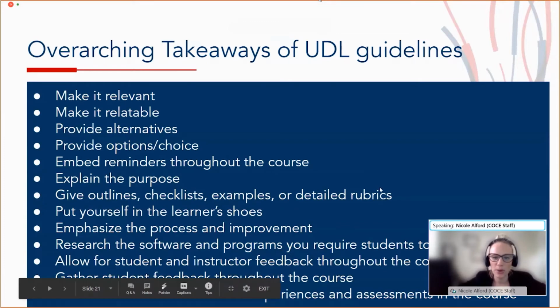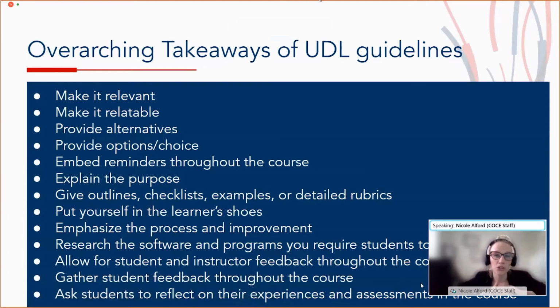So these are my overarching takeaways that I summarized into one. Make it relevant, make it relatable, provide alternatives, provide options and choice, embed reminders throughout the course, explain the purpose of the assignment and the content that's being presented, give them outlines, checklists, examples, and detailed rubrics, put yourself in the learner's shoes, emphasize the process. Not necessarily the product all the time, but make sure you're having discussions about the process and what improvement looks like. Research the software and programs that you require students to use, and allow student and instructor feedback throughout the course, so peer feedback and instructor feedback.